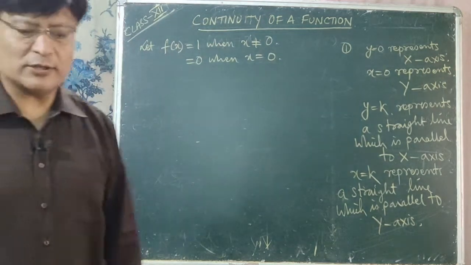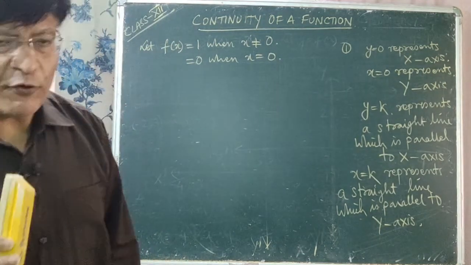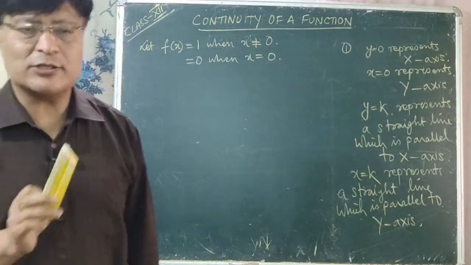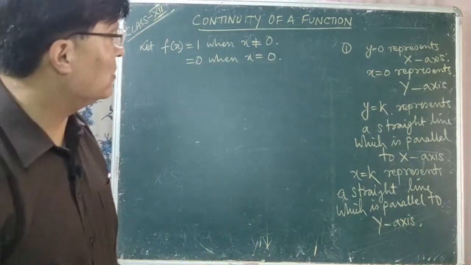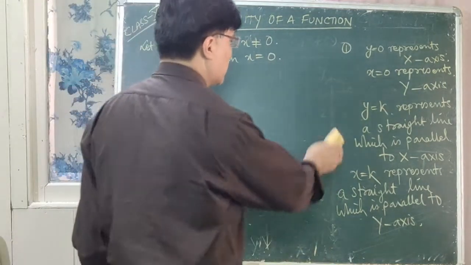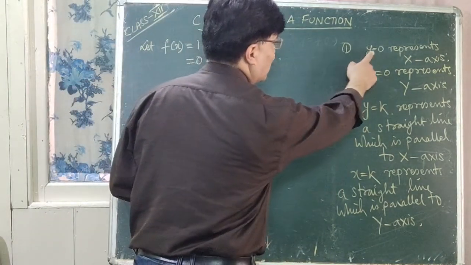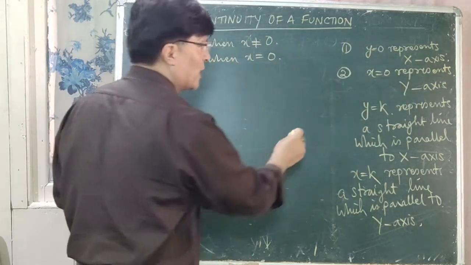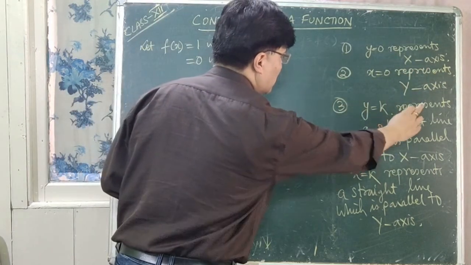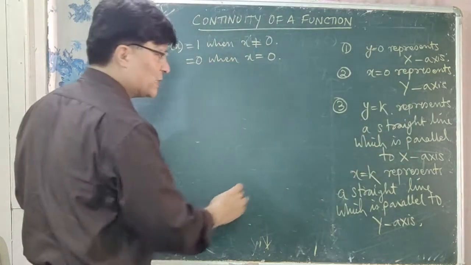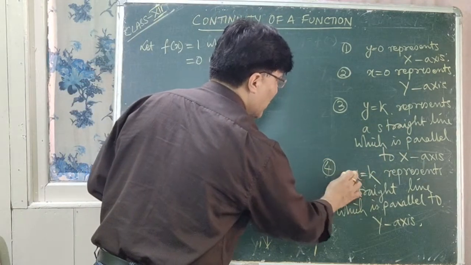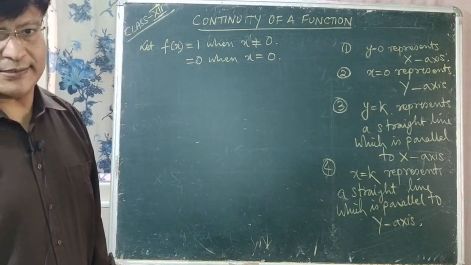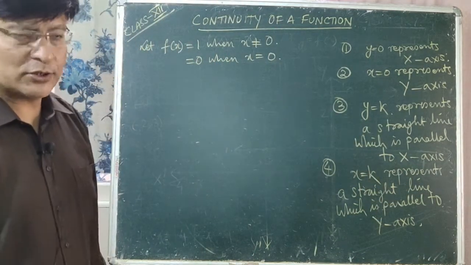So let us draw the graph of this function. Before I explain to you about continuity of a function, let us draw the graph of this function. So number 1, y is equal to 0 represents the x-axis. Number 2, x is equal to 0 represents the y-axis. Number 3, y is equal to k represents a straight line which is parallel to the x-axis. And number 4, x is equal to k represents a straight line which is parallel to the y-axis. So I think you have understood it.